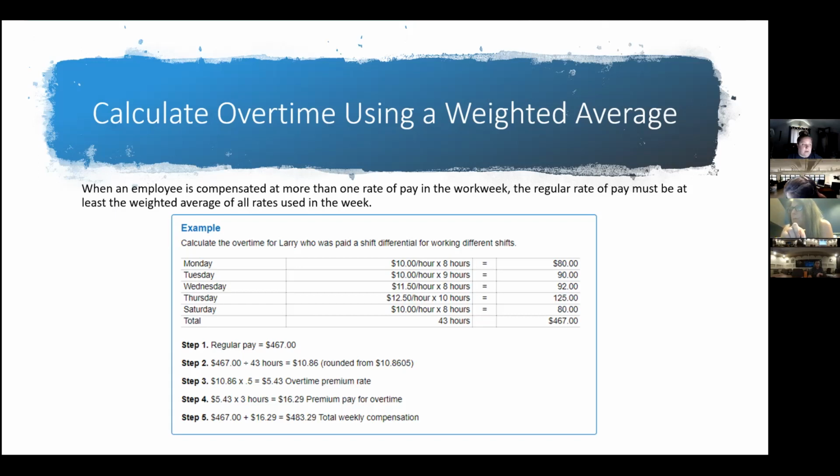We're going to multiply that by 0.5 to figure out his overtime premium rate. Then we're going to take that overtime premium rate of $5.43 and multiply by his 3 hours of overtime. And his overtime premium pay is $16.29. So to get his total weekly compensation, we're going to take his regular pay and add it to his overtime premium. If you remember nothing from today or the next 2 days, remember that to calculate a gross paycheck, you're going to find the regular pay, find the overtime premium, and add the two together. That's huge.